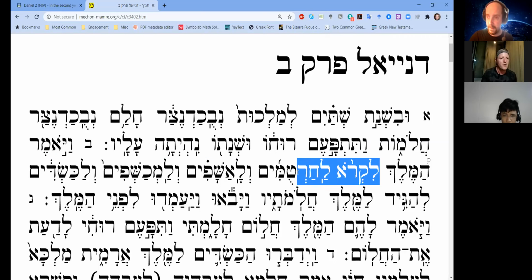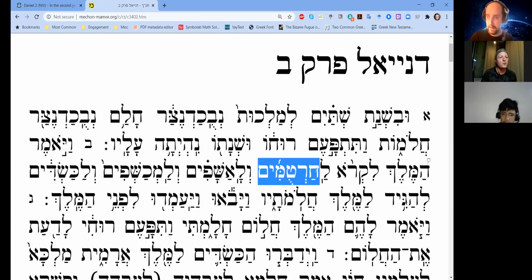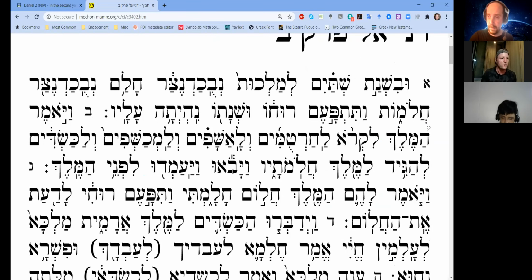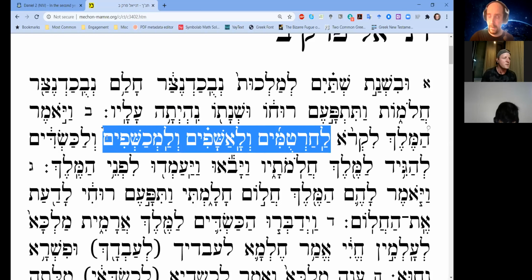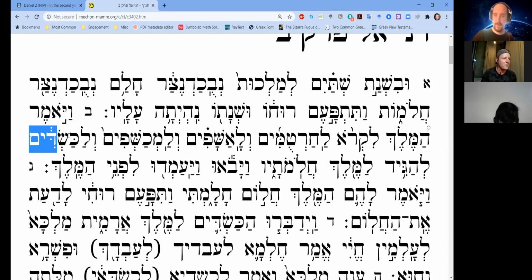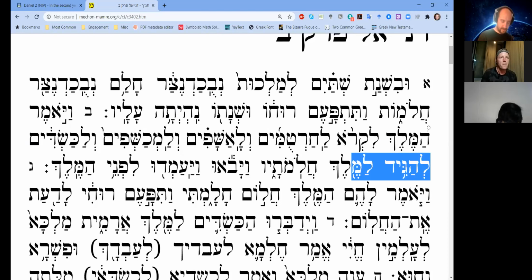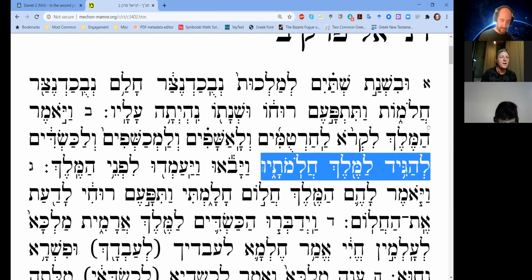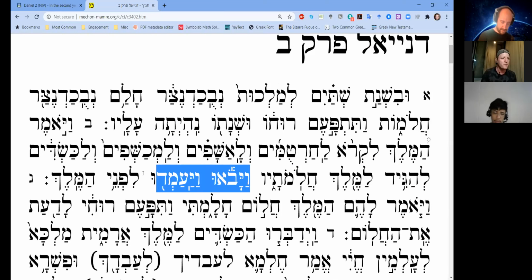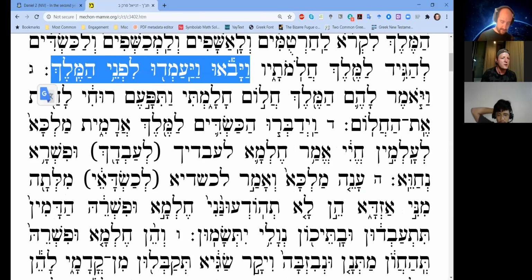"Vayomer hamelech likro lechartumim." So the king said to summon the chartumim, the astrologers. "Ve'lashafim, ve'lamchashafim." Chashfim in general is wizards in modern Hebrew. All of these words are people who are supposed to understand dreams. "Ve'lakasdim," and the Chaldeans, because they were good astrologers. "La'agid lemelech chalomotav," to tell the king his dreams. "Vayavo vayamdu lifnei hamelech," they came and they stood before the king.